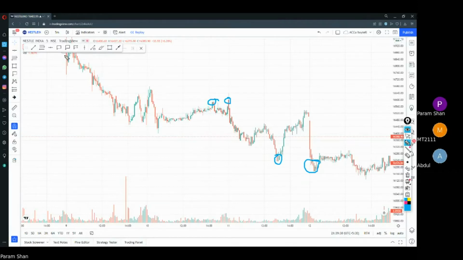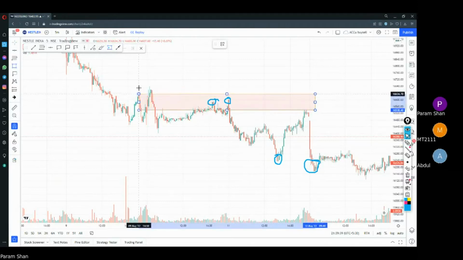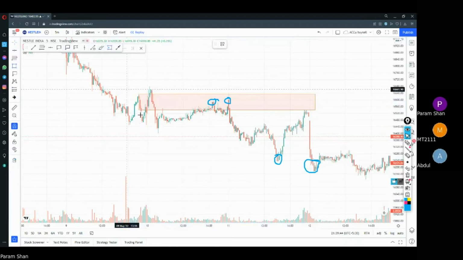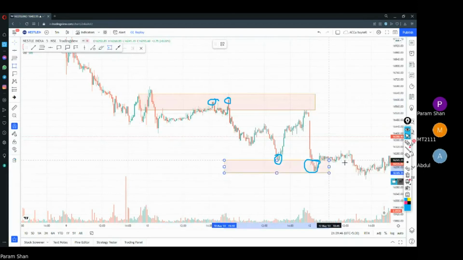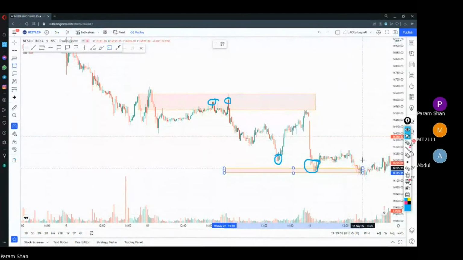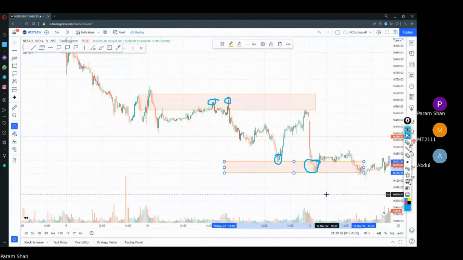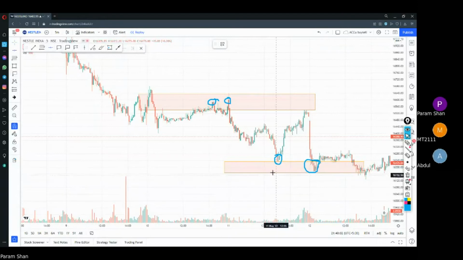So when we are talking about zones, then we can consider from this area to this area as a zone. Okay, and when we are talking about support, then we can consider this zone as a support, because this is where the price is respecting. All right, so we will try to mark this area in horizontal lines also.